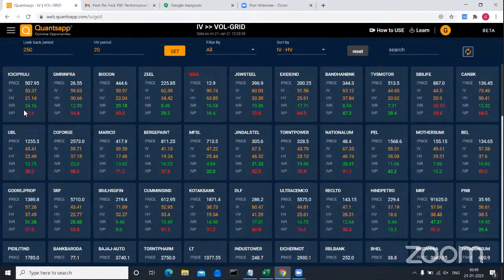So this is where you can see the IVR and the IVP. IVR, as we discussed, is the rank; it compares how my current IV is ranked against the last year. In the same way, IVP tells you the number of days or percentage of times the volatility of the last year traded below my current level. So this is IVR and IVP. I think it's slightly clearer.